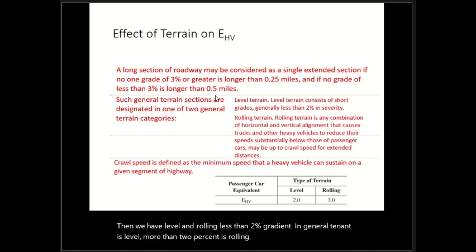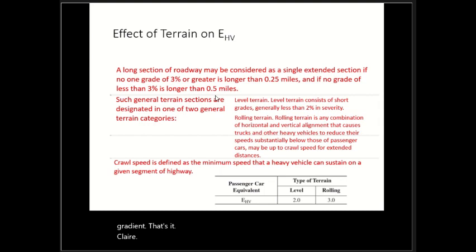Okay. We are not talking about length here because length we already checked. We checked the length, right? So that's why we are now checking for level or rolling. So level or rolling only depends upon gradient. That's it. So you already know it is general terrain. Now just look at the gradient. That's it. Clear?